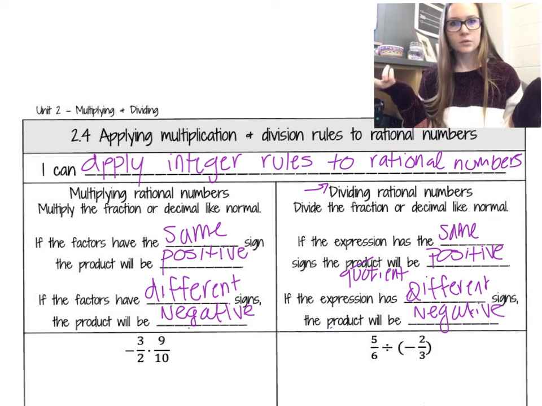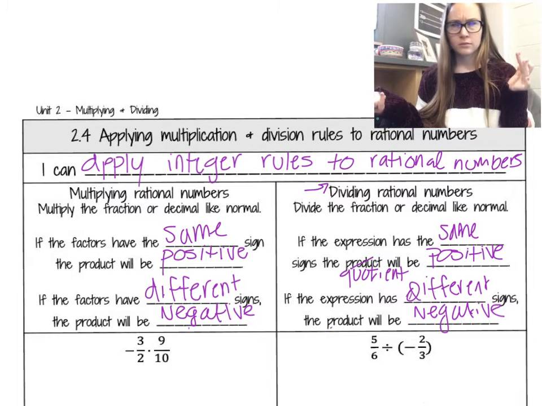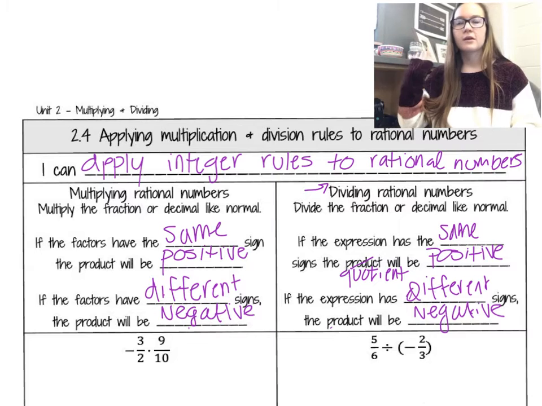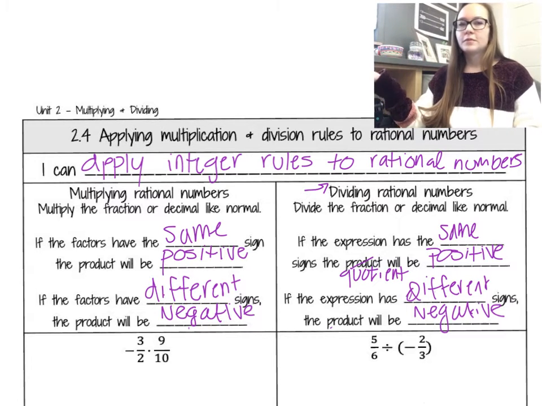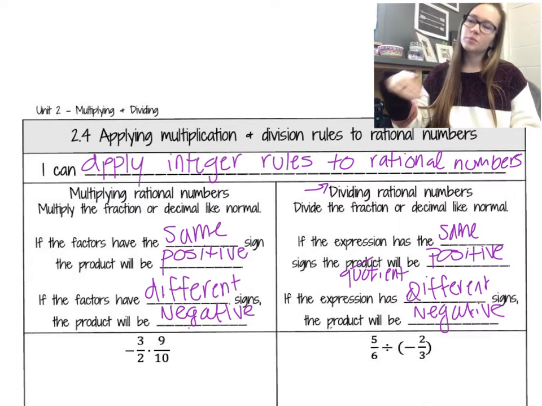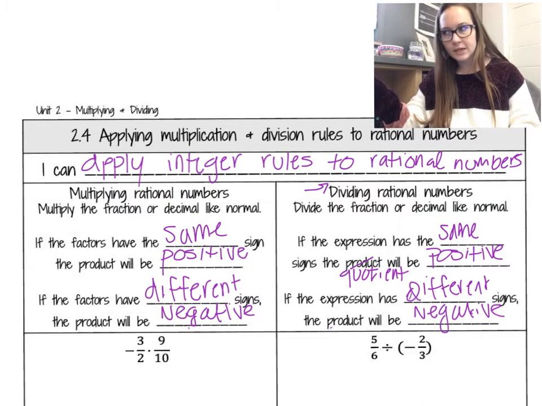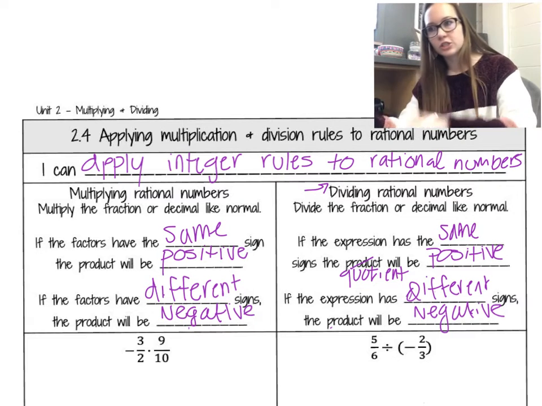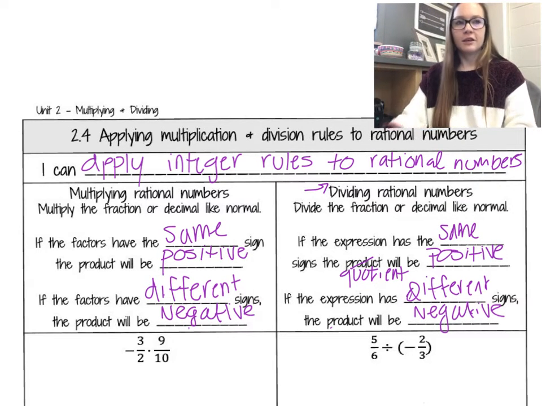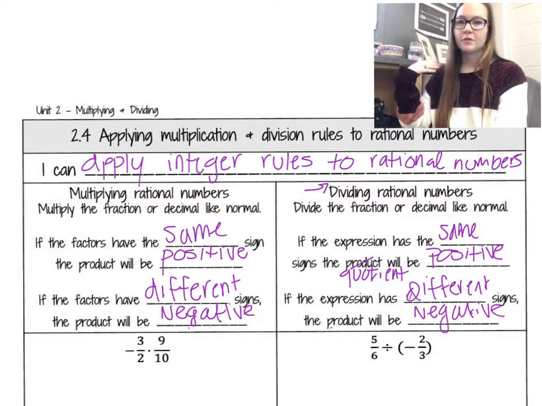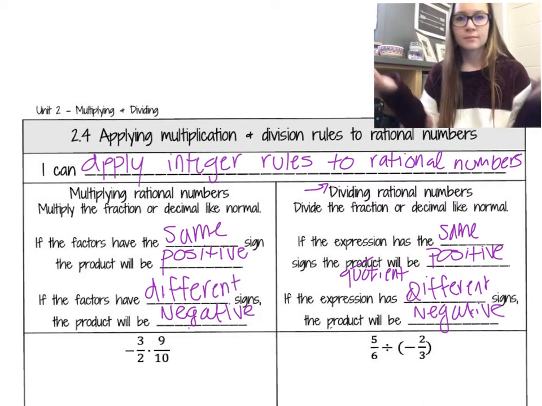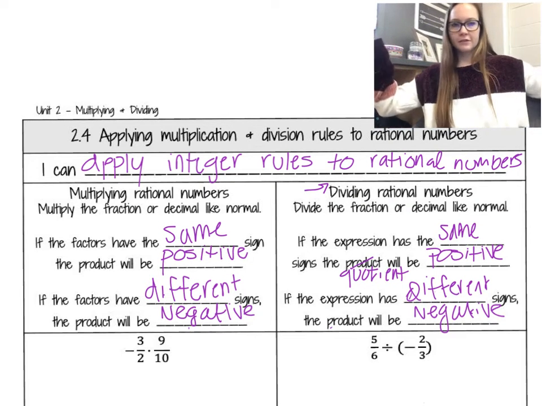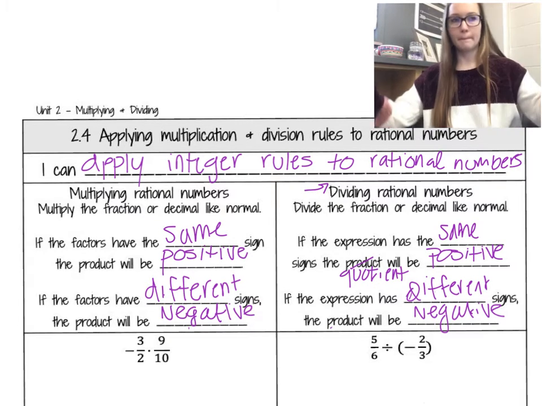Cool. So that's super nice, right? Like we had to remember, okay, if I'm adding, take the bigger number minus the smaller number, keep the sign of the bigger number. If we're subtracting, we're going to change it to addition, and then if they're the same sign, we add them. If they're different signs, we subtract. Multiplying and dividing, if they're the same sign, they're positive. If they're different signs, they're negative. Bam.